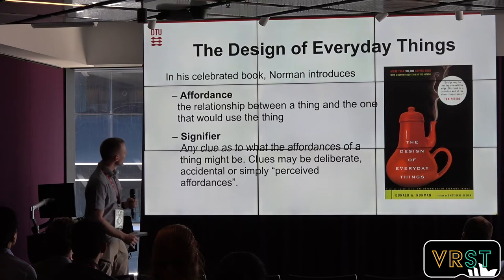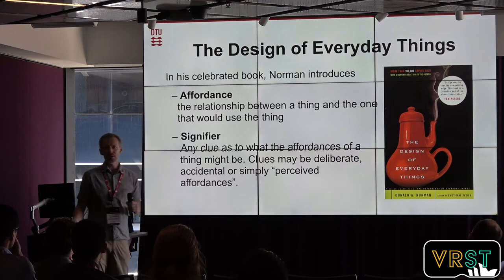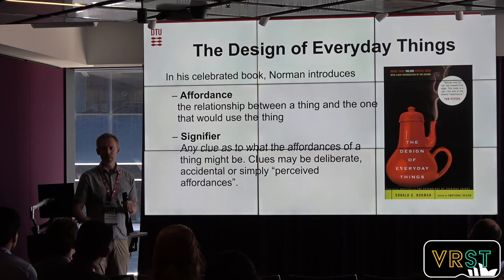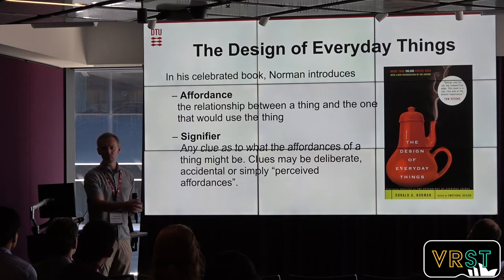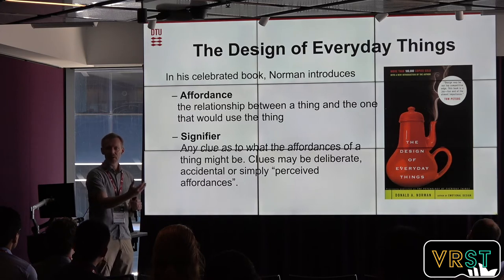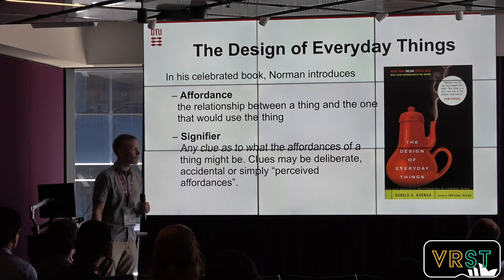So in the second edition of the book, Norman defined affordances as the relationship between a thing and the one that produced the thing. So a cup, for instance, has the affordance that I can pick it up and drink from it. But if I were a mouse, say, I wouldn't be able to do that because I would be too small to pick up the cup, also not the hands. So that kind of shows you that the affordance is really a relation between the one that produced the thing and the thing itself. It's not an inherent property necessarily of the object.